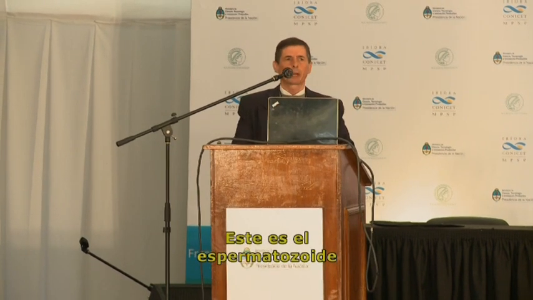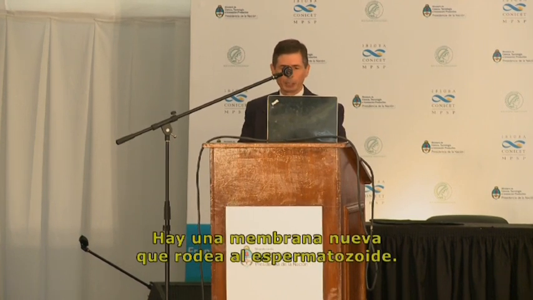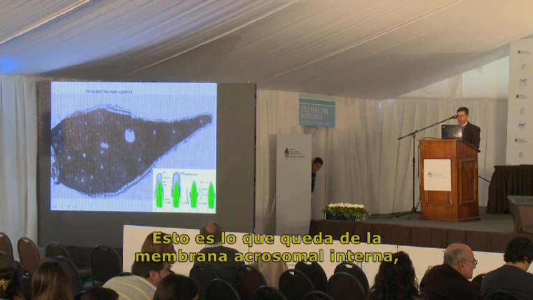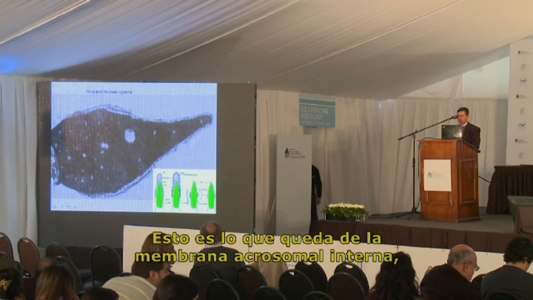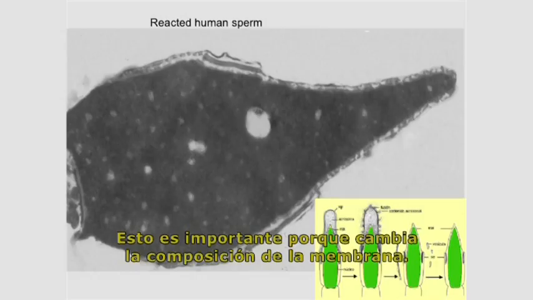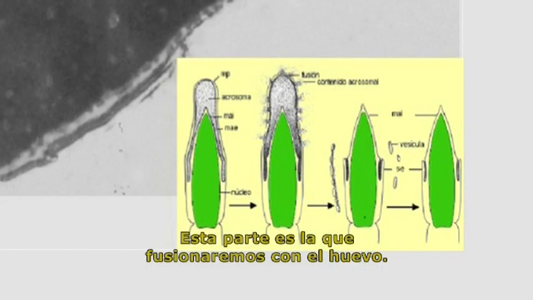This is the sperm after the acrosomal exocytosis. Now, a new membrane is surrounding the sperm. This is the remaining of the inner acrosomal membrane. This is the remaining of the granule. And this is very important because that changed the composition of this membrane. And this part over here is the one that will interact and fuse with the egg.